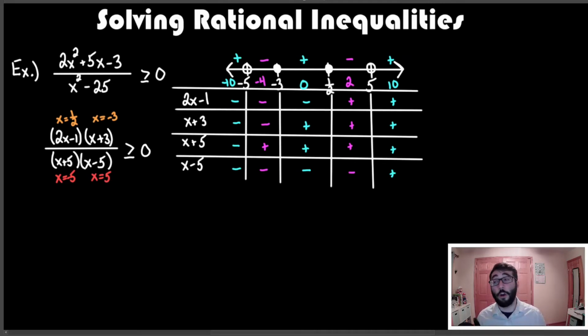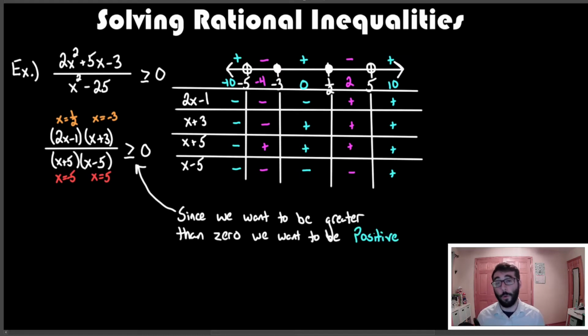From there, I have to determine if I want the positive or negative intervals. And that all stems from whether or not we're greater than or less than or equal to. Since we're greater than in this particular case, more specifically greater than or equal to, we want the positive intervals. It didn't matter if it was greater than or equal to or just greater than. If we're greater than, we want to be positive, okay? So what that means is that all 3 of those intervals that ended up becoming positive are going to be part of our final answer.